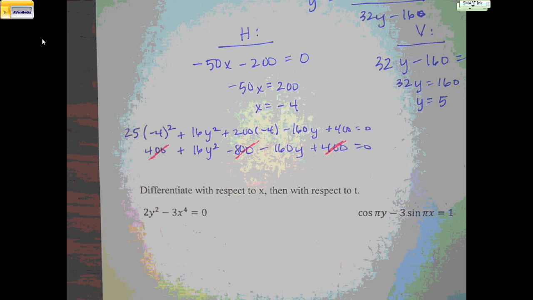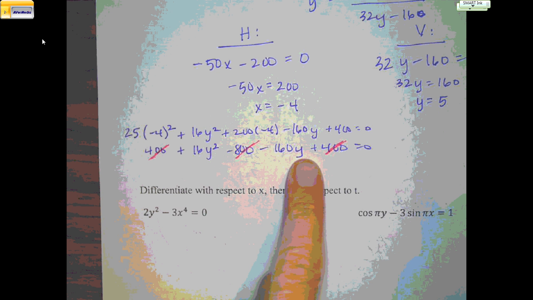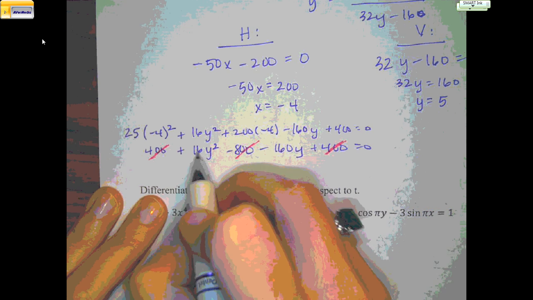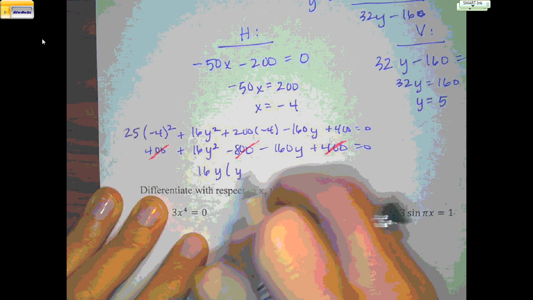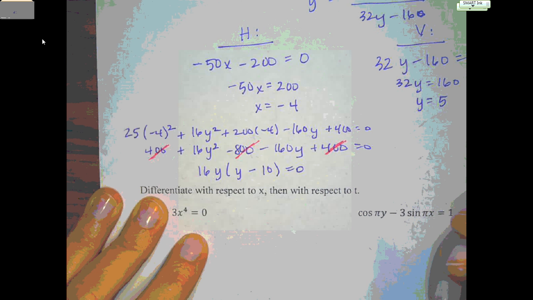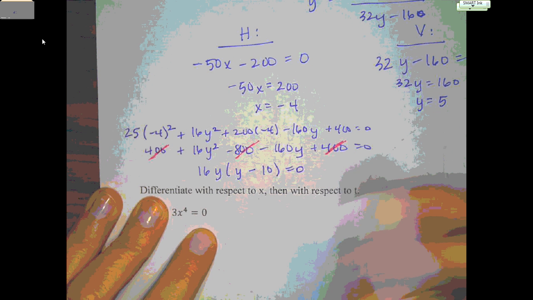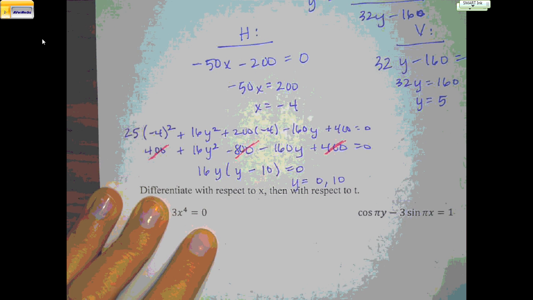We can't plug the y in. We're trying to find the y's that go with that x value, because we're looking for the point. So we're trying to solve for y here. Now I've got a quadratic equation. So let's take a 16y actually, out of both of those. And I'm left with y minus 10. And I know you guys know how to split that apart, so you can do it in your head. So y equals what and what? 0 and 10.